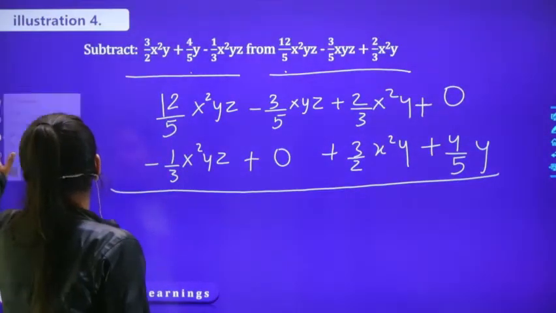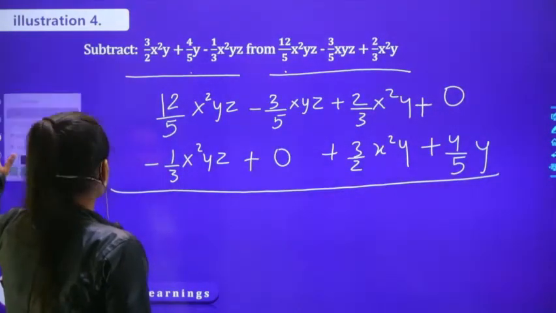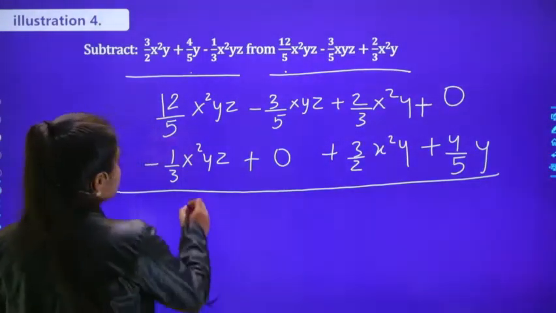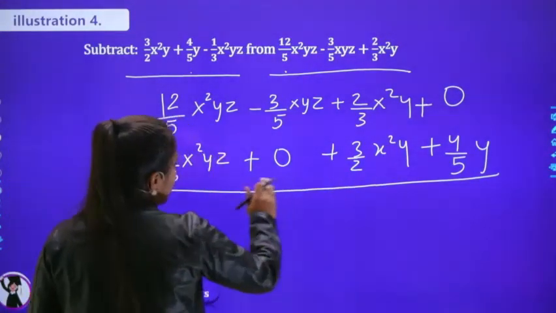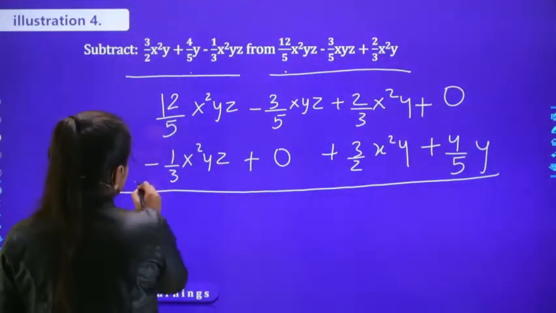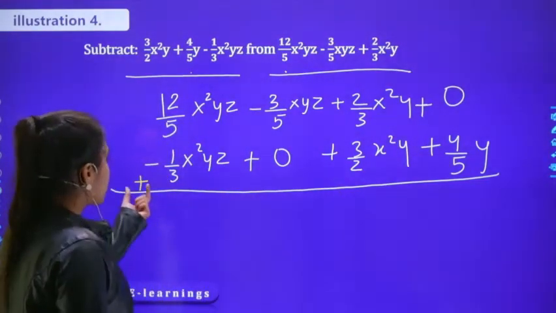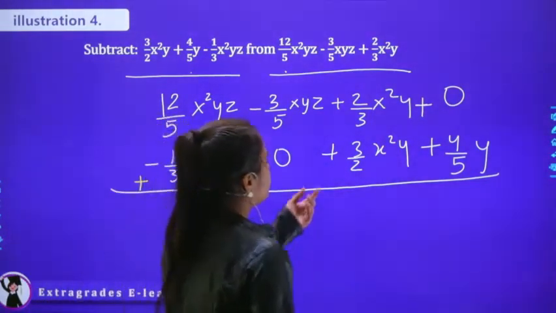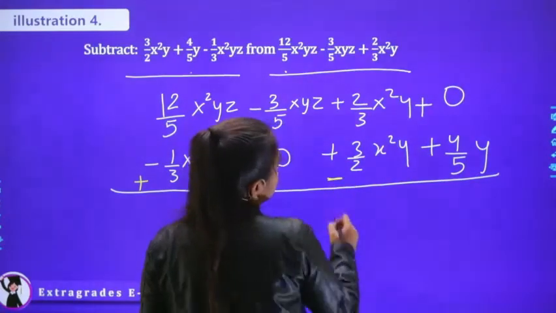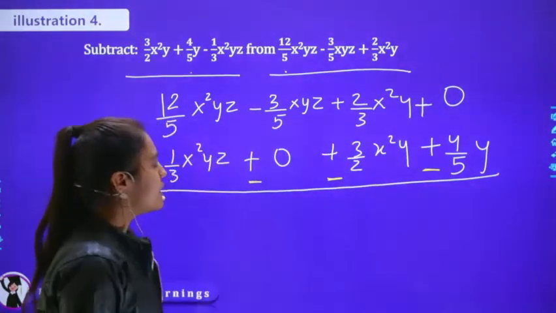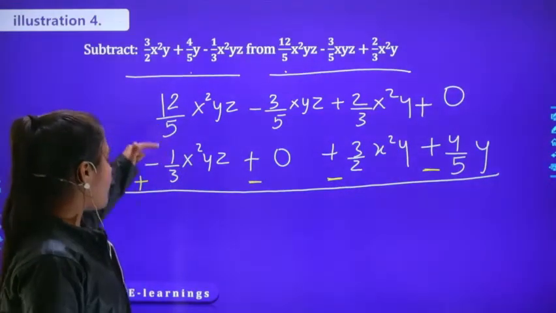What you have to do is, you have to change the sign of the second row. How? Minus means plus. Then plus means minus. Then plus means minus. Okay. Now I have to operate them.